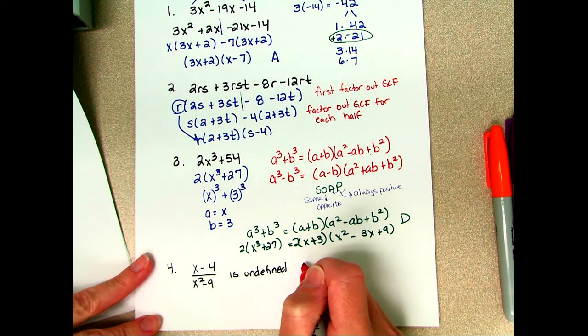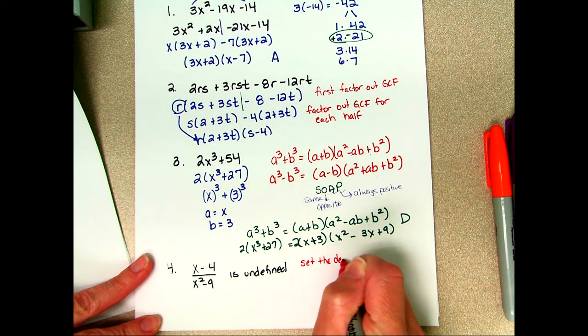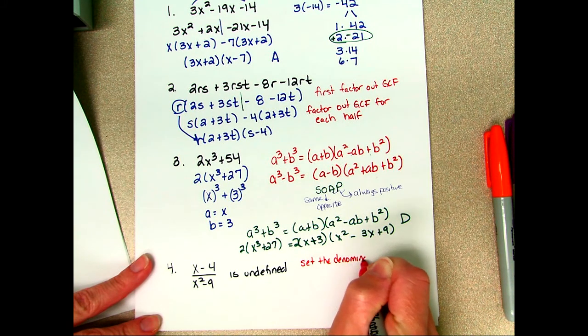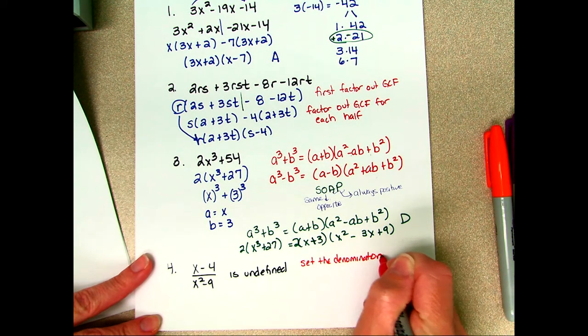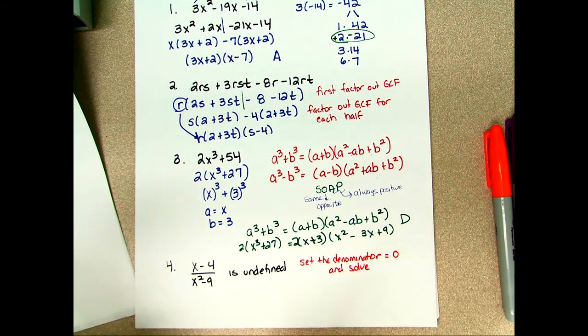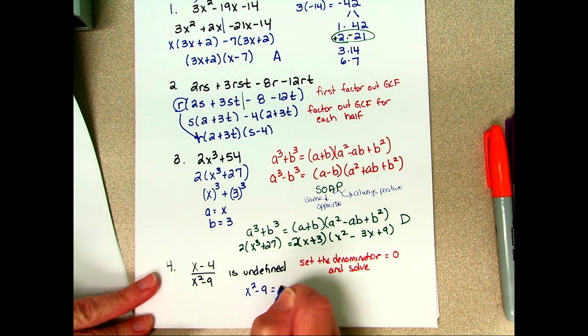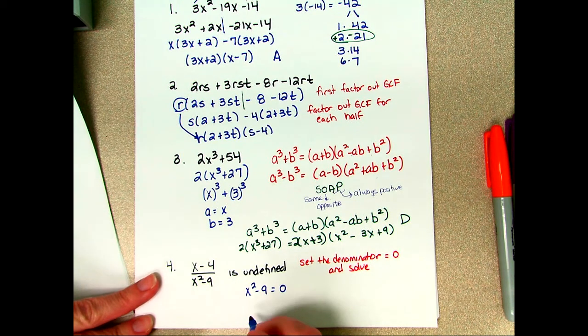So in order to solve this, we set the denominator equal to 0 and solve. We do not have to worry about the numerator in this type of problem. So we have x squared minus 9 equals 0. You can solve this quadratic by factoring.